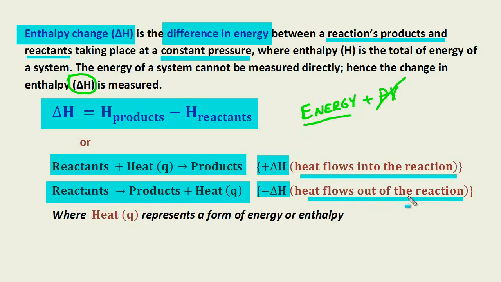The easiest way to determine whether the enthalpy is positive or negative is to see which side of the reaction it's on. If it's on the left, it's positive. If it's on the right, it's negative. If it flows out of the reaction, it's always negative. If it flows into the reaction, it's always positive. We'll look at a couple of examples of this.